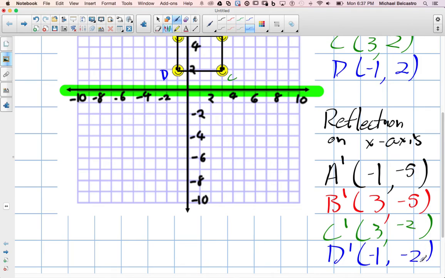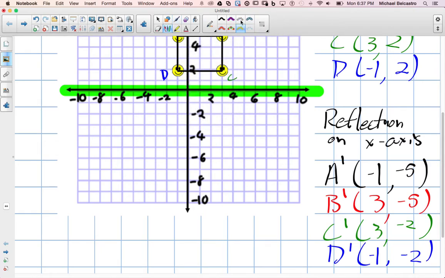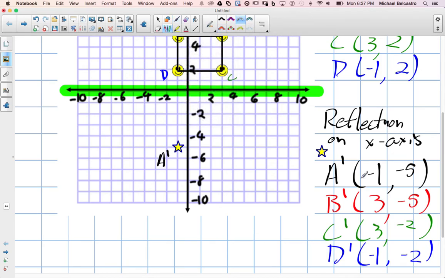So if that's correct, this time we'll use stars as our new points. -1, -5. We go -1 and we drop down to -5. That would be here. So that's where A prime should be. Our next one, B prime should be at 3, -5. So over here. That should be our B prime. Let's just put them all out and then we'll write the letters after.